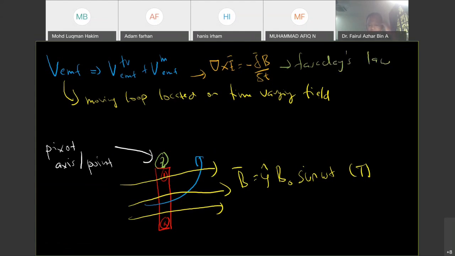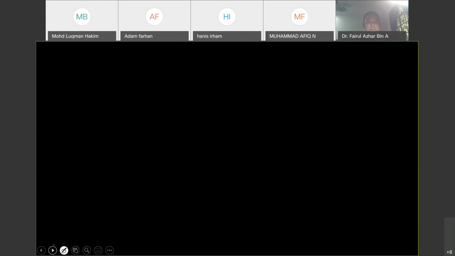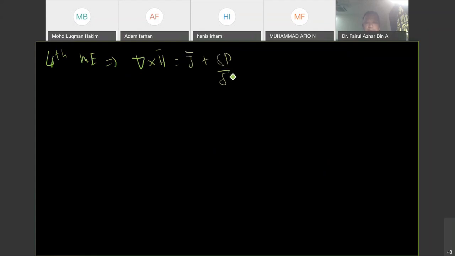Let's look at the fourth equation of the Maxwell equations. We have del cross H is equal to the vector J plus del D divided by del t. This one is a vector. This expression explains what we call the displacement current.